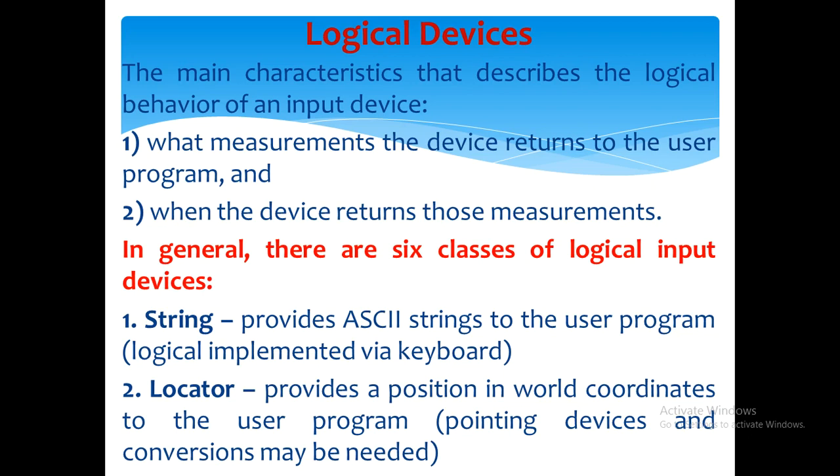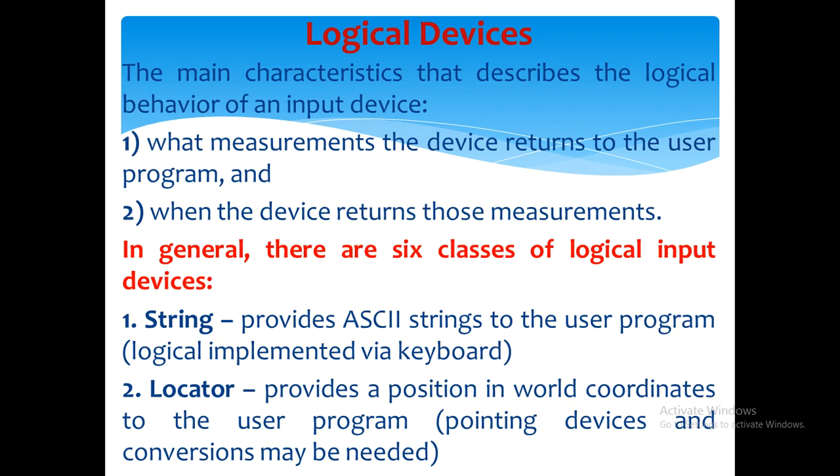Keyboard and mouse can be interfaced as a string, but once you interface those devices as a string, whatever input they give to your application program is always a string. Then you take that input in your program, and depending on those strings you do whatever operation you want. That is the string logical input device.